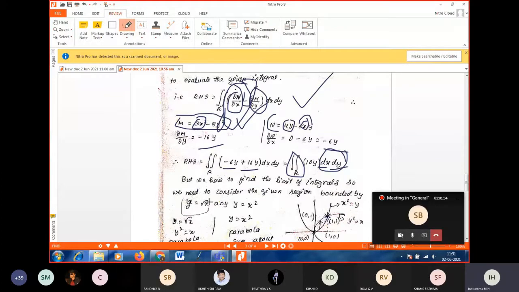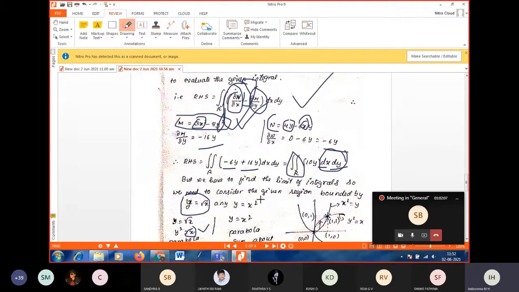Y is equal to root x. Squaring on both sides, it becomes y square equal to x. Y square equal to x represents a parabola, symmetric about the x-axis. For which variable do we have the lower power? If we have x power 1, it is symmetric about the x-axis. If we have y power 1, it is symmetric about the y-axis.